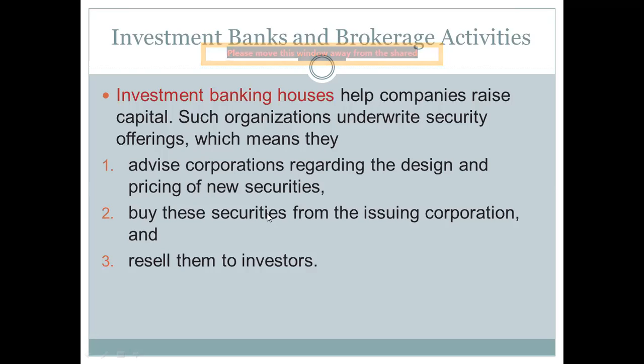Next, we'll look at investment banks and brokerage activities. Investment banking houses help companies raise capital. Such organizations underwrite security offerings, which means they advise corporations regarding the design and pricing of new securities.